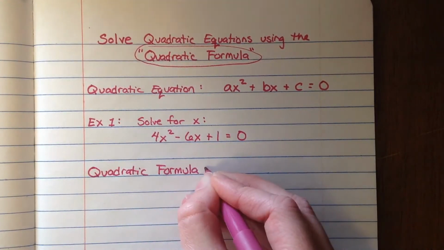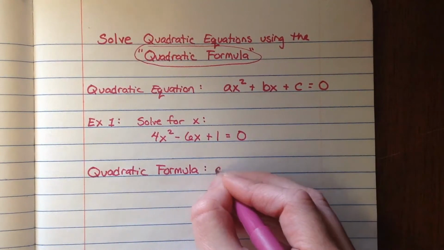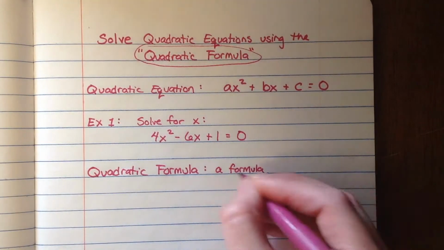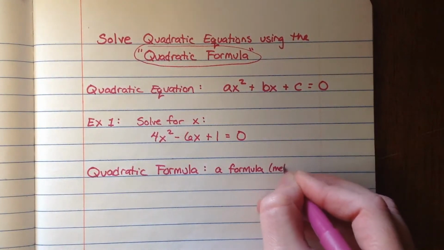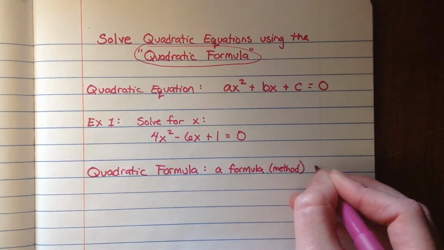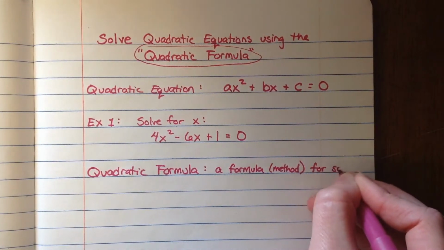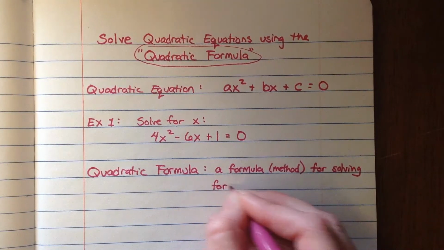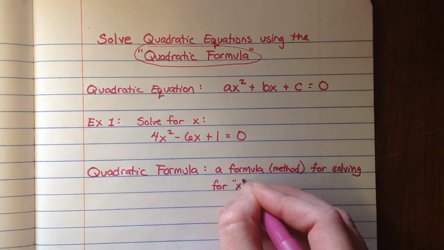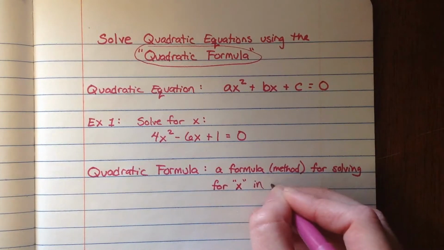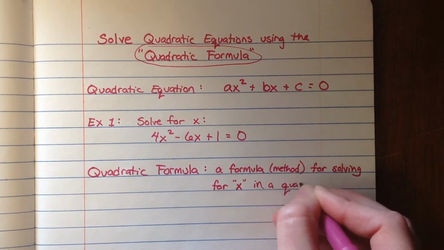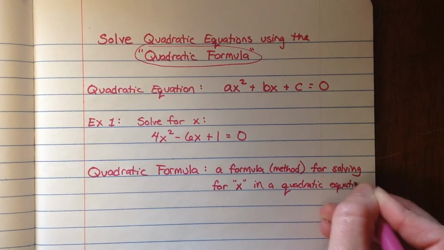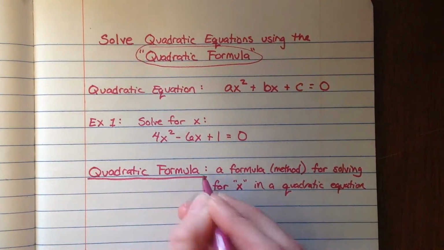Now, this is the definition of the quadratic formula: it is a formula, or a method, for solving for x in a quadratic equation. And here's what this quadratic formula looks like.